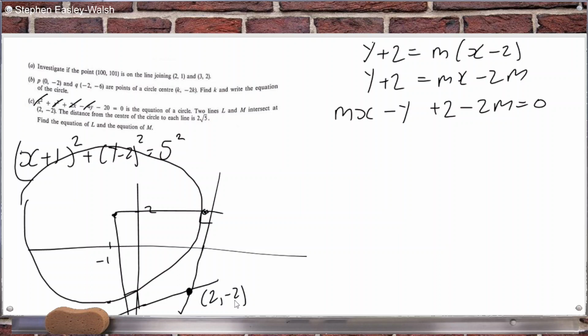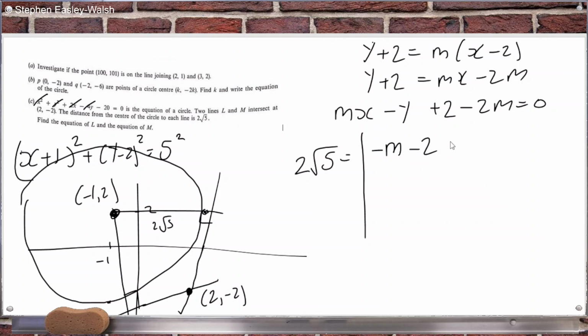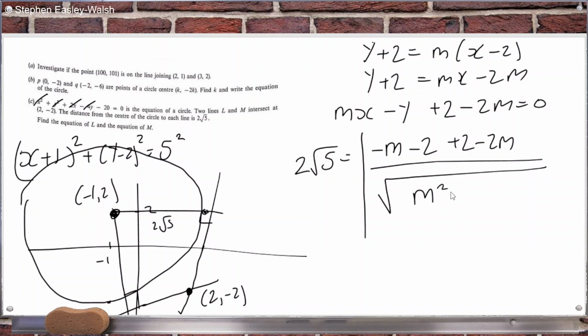So I need to find the line, which has to be of this form so I can pass through this point, and the perpendicular distance between the line and the center here, minus 1, 2, has to be 2 root 5. So the perpendicular distance formula now has to be 2 root 5 equals, at this point here, minus 1, 2. So that's minus m, because x is minus 1, minus 2 plus 2 minus 2m over the square root of m squared plus 1.